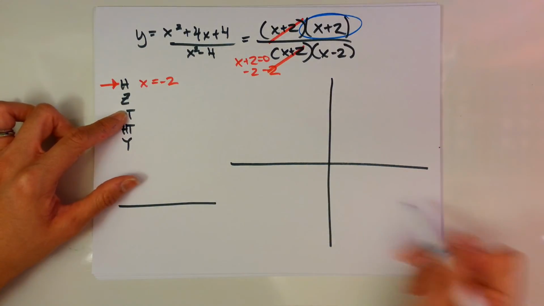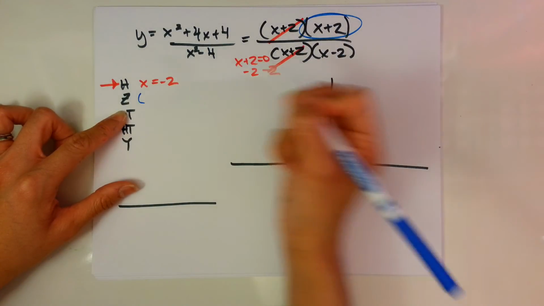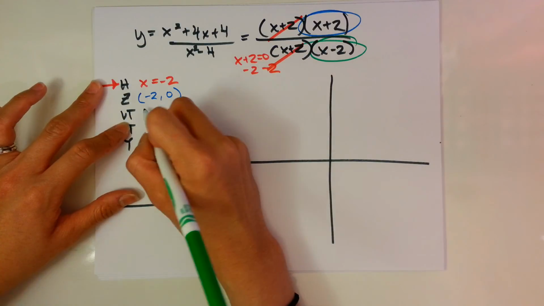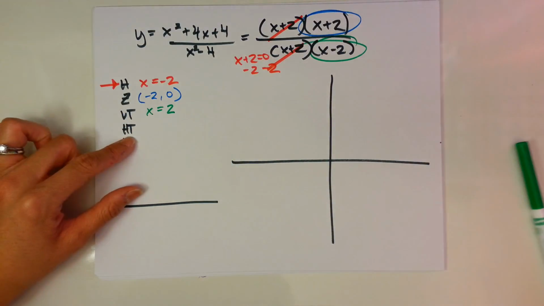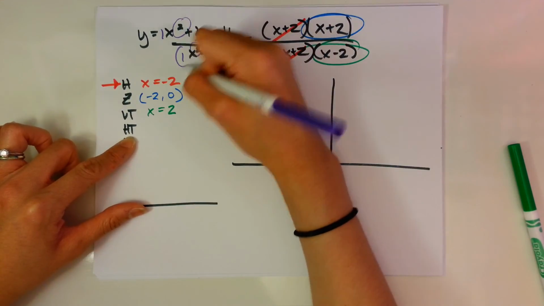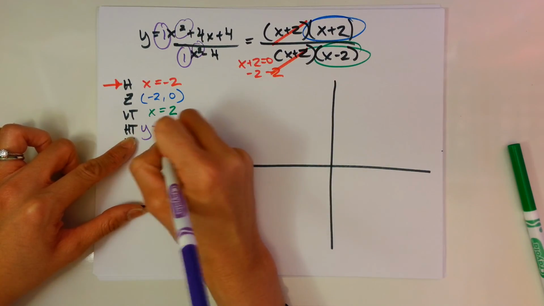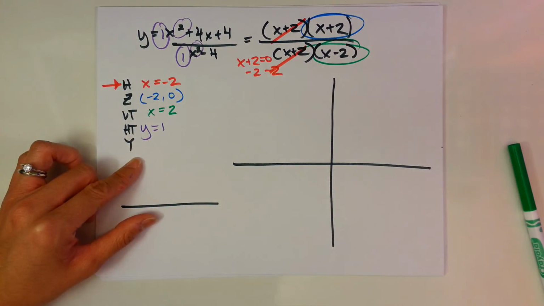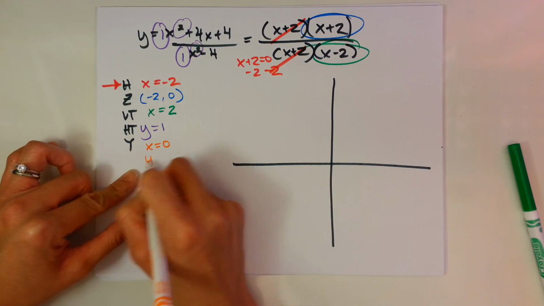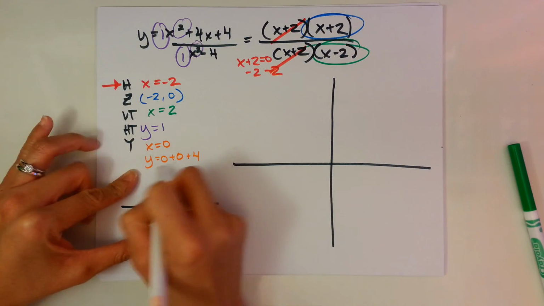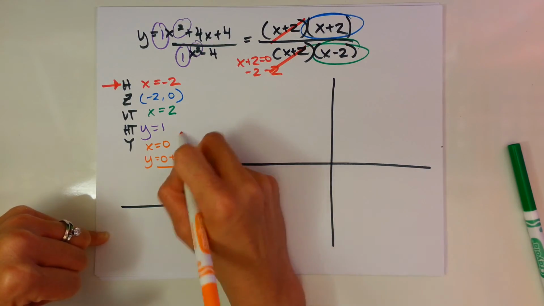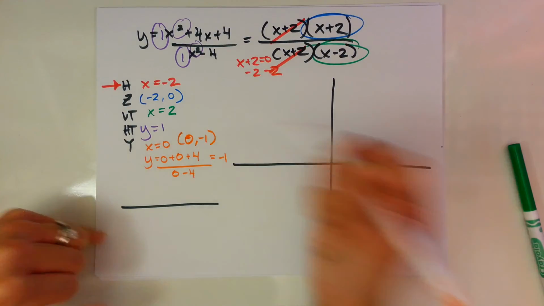The 0 is going to be from the left over top. So I'm going to go ahead and say that I have a 0 here at negative 2, 0. I have a v-tote at x is equal to 2. I have an h-tote, well, they're equally powerful, so I'm going to take the leading coefficients and divide them. So y is equal to 1. And then I have a y-intercept at x is equal to 0, right? So y is equal to 0 plus 4 over 0 minus 4, which means negative 1. So I have a y-intercept at 0, negative 1.